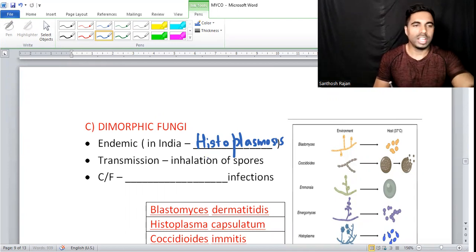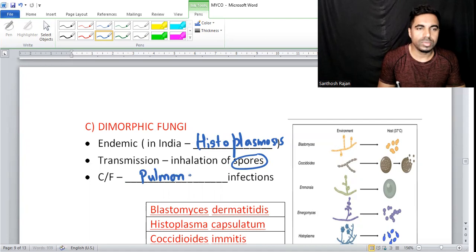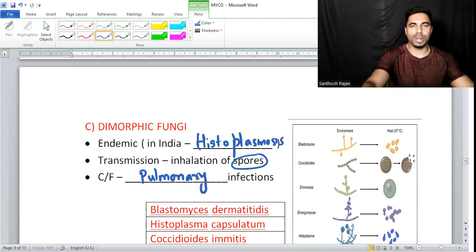Okay, so transmission: usually all the dimorphic fungi spread through the inhalation of the spores. One common feature for all of them, what is that? What do they usually cause? They cause pulmonary infection.